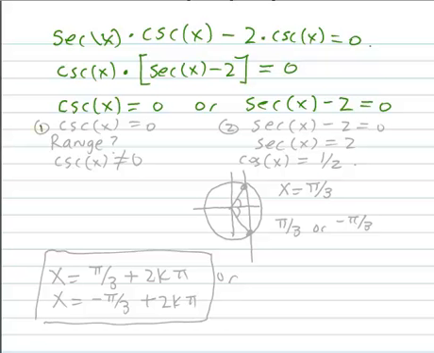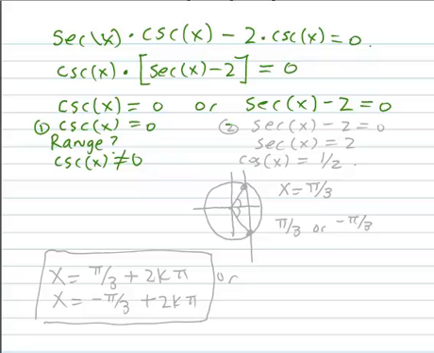For the first equation, cosecant of x equaling 0, we have to remember the range of the cosecant. In other words, is the cosecant ever equal to 0? If we remember the graph of the cosecant, its range is greater than or equal to 1 or less than or equal to -1. So we find that the cosecant of x is never 0, and we don't have to worry about that particular case.